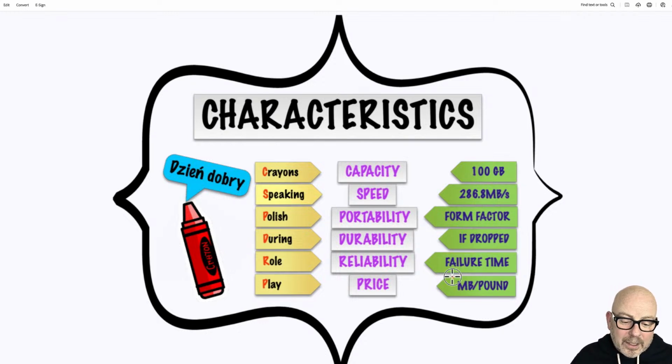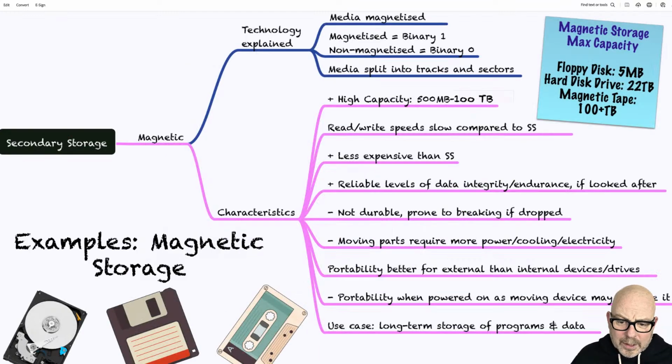And then price. If you are somebody working as an IT manager, you'll be looking at megabytes or gigabytes per pound. So what does this storage cost me per pound? Sorry, per gigabyte. How much am I paying for each gigabyte? That's one of the ways you might look at it. Okay. So those are your characteristics.